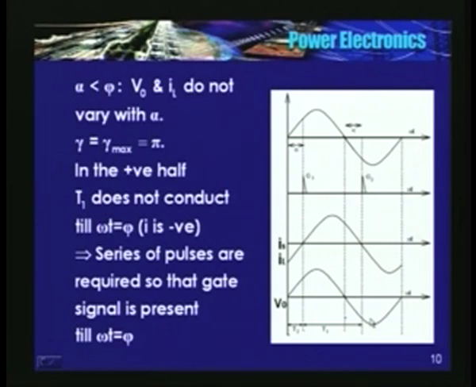So even if you trigger at alpha, which is less than the power factor angle, changeover from one device to another device will take place only at omega t is equal to phi. To achieve that, you need to have a series of pulses. There should be a gate pulse present at omega t is equal to phi, a theoretical limit. Of course, it is always preferred to have pulses beyond omega t is equal to phi.